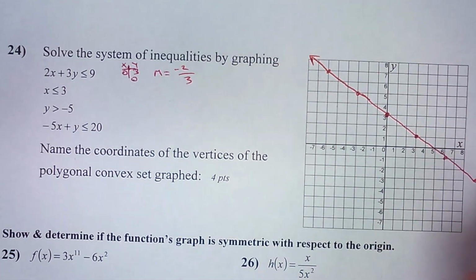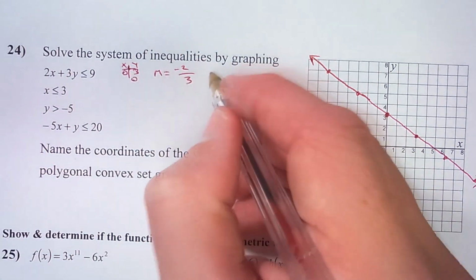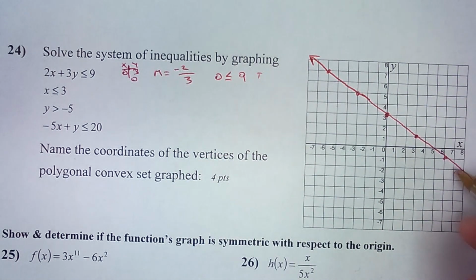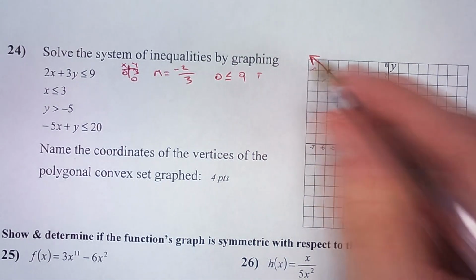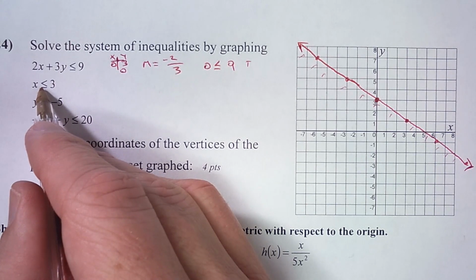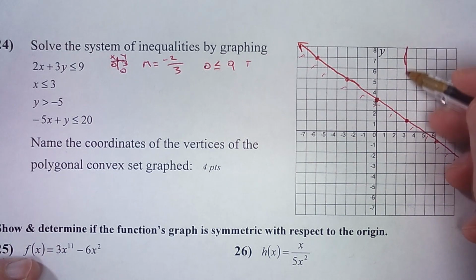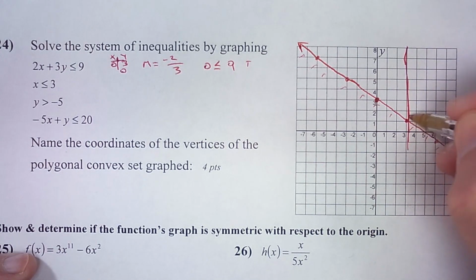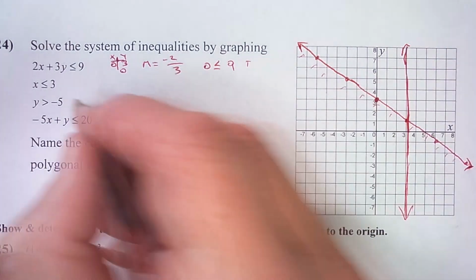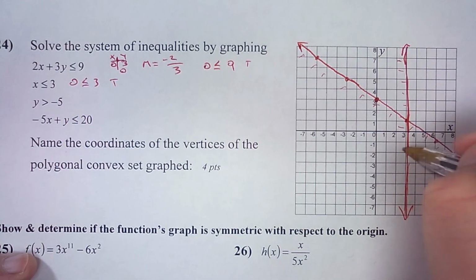Okay, and then I'll test the origin. When I put in 0, 0, I get 0 plus 0, which is 0, is less than or equal to 9. And that is true. So this line will end up shading toward the origin. Okay, then x is less than or equal to 3. So x is 3 right here. And it's or equal to, so I will make it a solid line. And when I shade, I have 0 is less than or equal to 3. That is true, so this one will shade toward the origin.